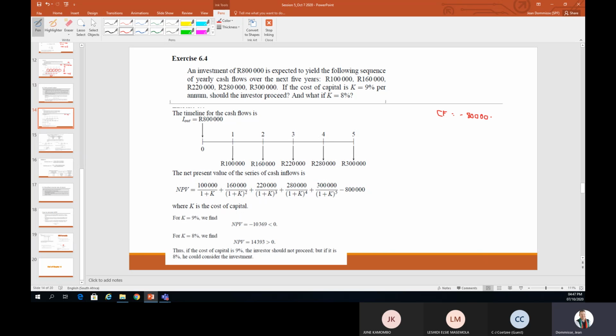Minus 800,000. Then again, you will have from your first data input to your, again, 5 data inputs. So you do that. Then there's a bit of a change here. So you don't press internal rate of return or anything. You can put in the K, so they're talking about the K as a percentage.